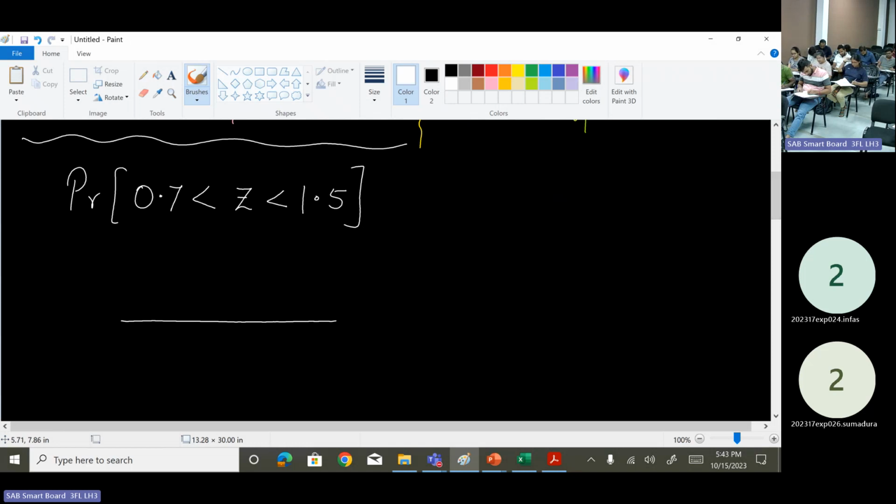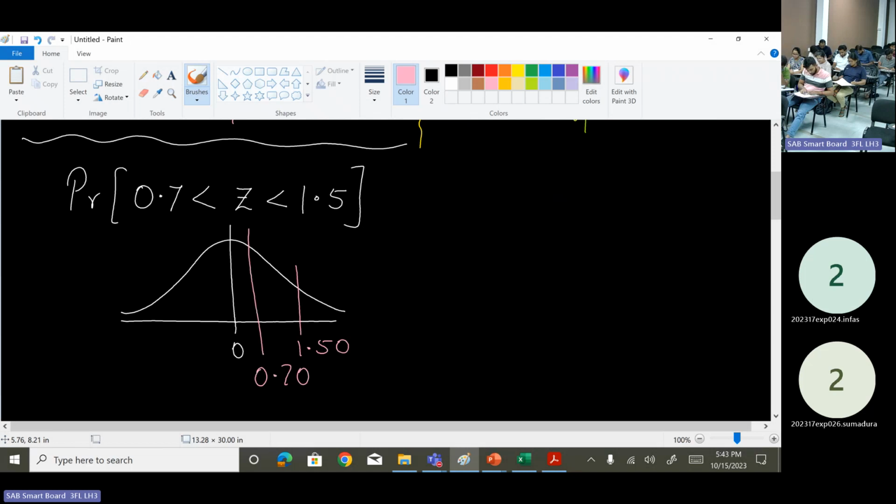So Z scale, we can draw the structure. 0 comes in the middle. 0.7 we have to mark, right? 0.7. It may be somewhere here. 0.7 means 0.70. Take the second decimal. 1.5 maybe somewhere there. 1.5 means 1.50. So above 0.7, below 1.5. So we want this region.